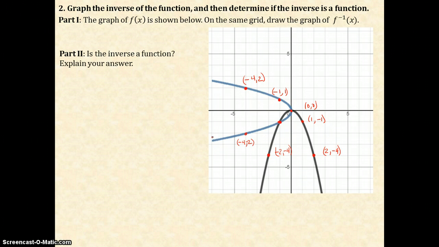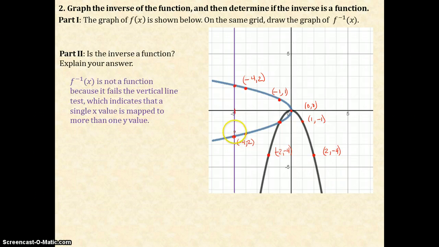So now, is the inverse a function? Well, the vertical line test is what tells us if it's a function. And if you look right here, we've got one vertical line that's intersecting the graph twice. That means I have one single x value that is being mapped to two different y values. So that's not a function. It fails the vertical line test, and that indicates that a single x value is mapped to more than one y value. Not cool.